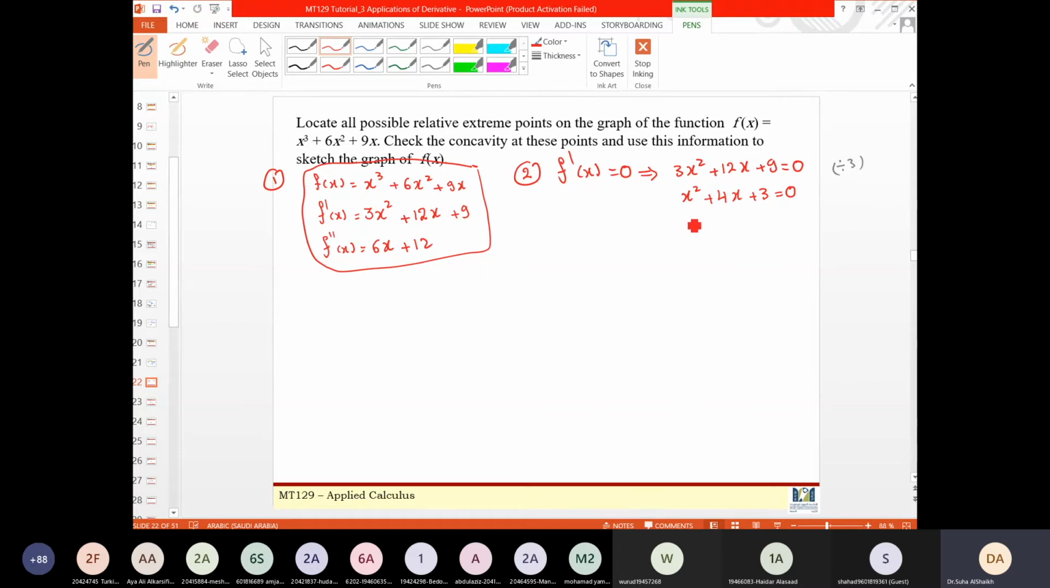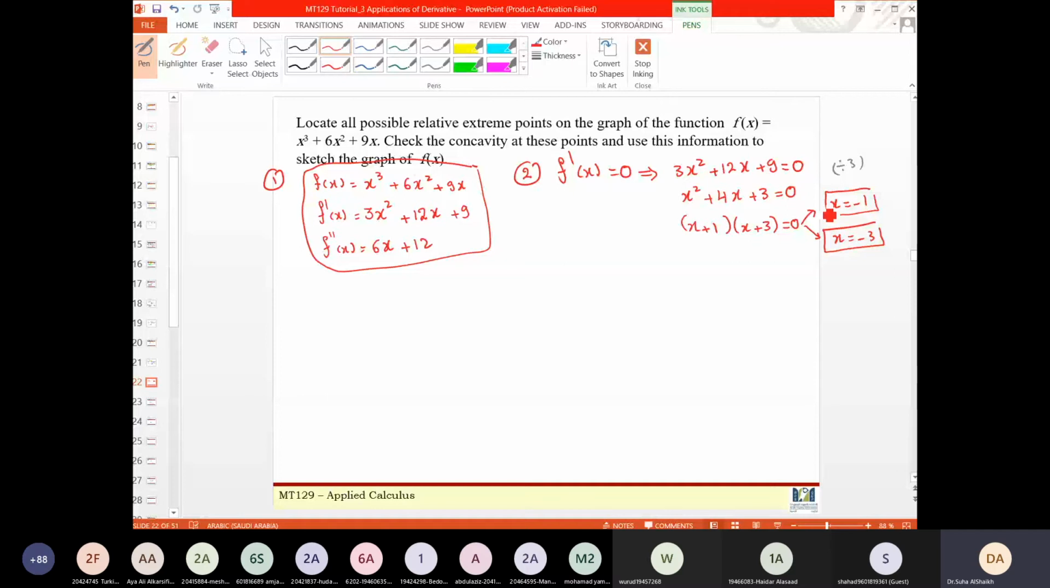Okay, so let's factorize this now. We factorize it into x times x, and we factorize the 3 into 3 times 1, equal to 0. This will give me 2 points. The first point is x equals minus 1. The second point is x equal to minus 3. We got our 2 points. Those points are going to be critical points.